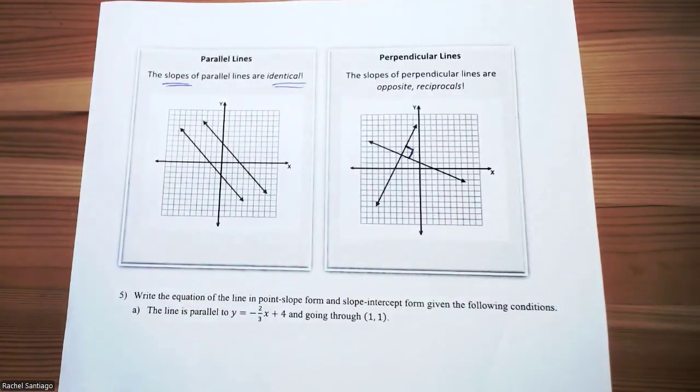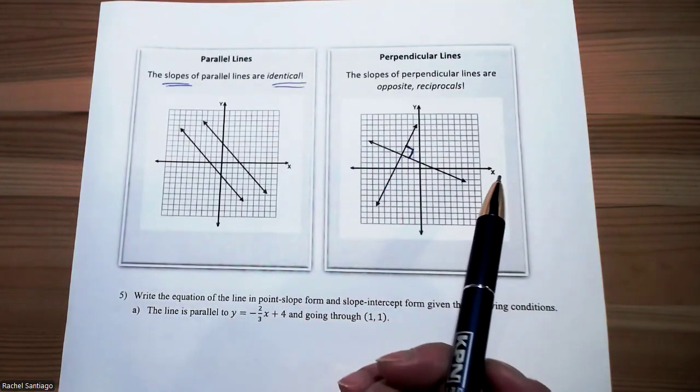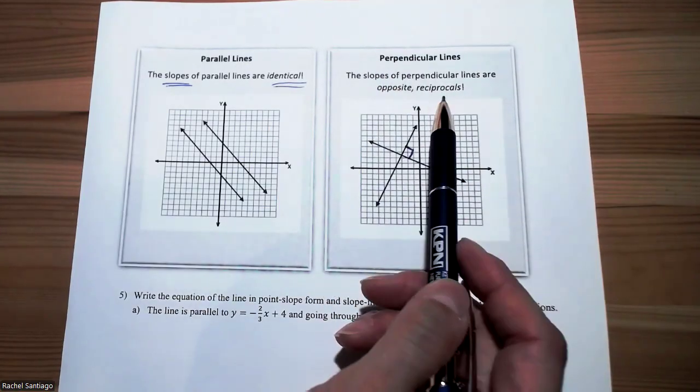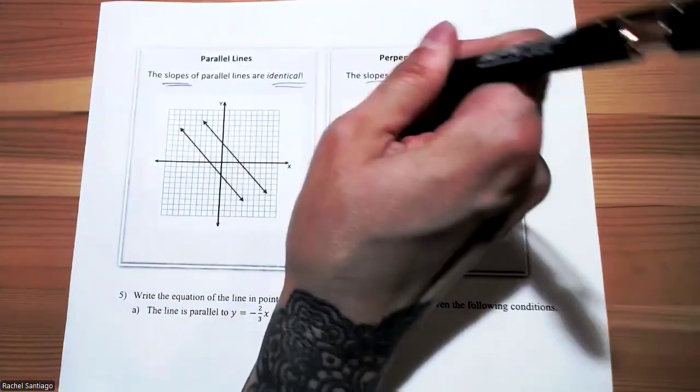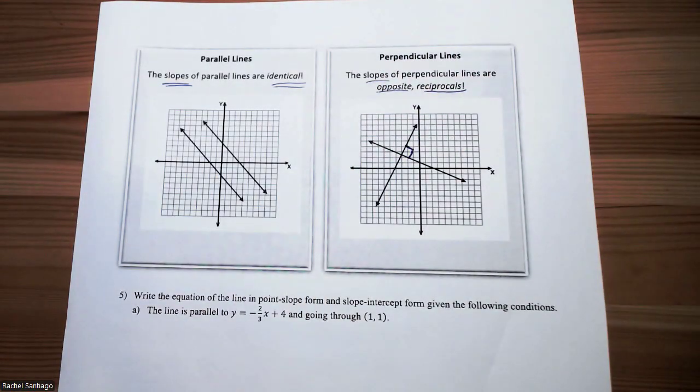Now, you're not going to take out a protractor to measure, hey, is that 90 degrees? Instead, what you're going to do is see if the slopes are opposite reciprocals. So you have to have both of these pieces in order for those lines to be perpendicular.